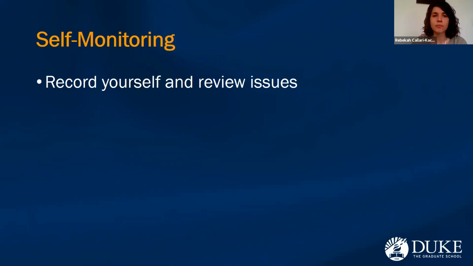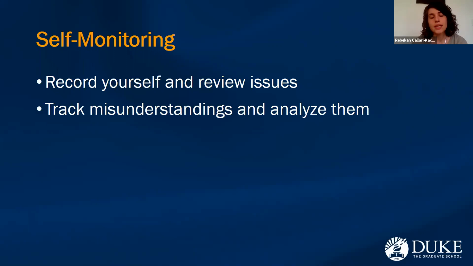So for self-monitoring, first, you can record yourself and review the issues that you have. You can listen for different areas of your pronunciation, your intonation, your thought groups, your word stress, and you can see what it is that you need to continue to practice. In addition, when you're communicating with others, you should keep track of the misunderstandings that occur and analyze why they happen. So are you having issues with communication because of pronunciation, such as your intonation or thought groups? Or are you having issues with communication because of other things, such as cultural differences or vocabulary?